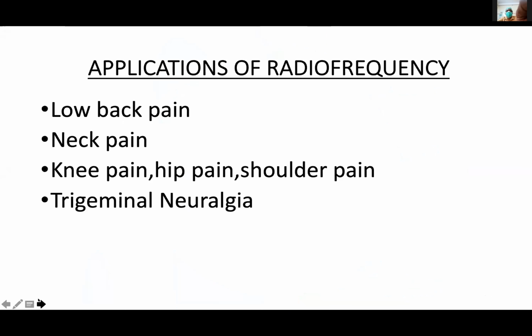So, what all conditions do we treat with radio frequency? What are the conditions in which we normally do a radio frequency? Radio frequency can be applied in low back pain, neck pain, knee pain, hip pain or shoulder pain, and most commonly we do it in trigeminal neuralgia. So, in the next topics, I will cover some evidence-based studies in these conditions.